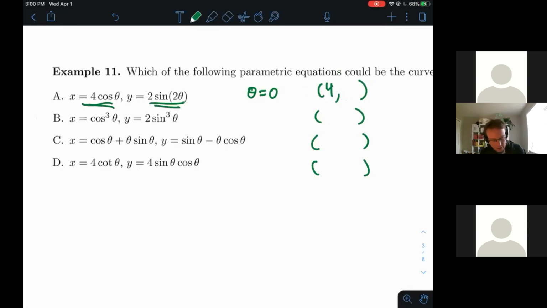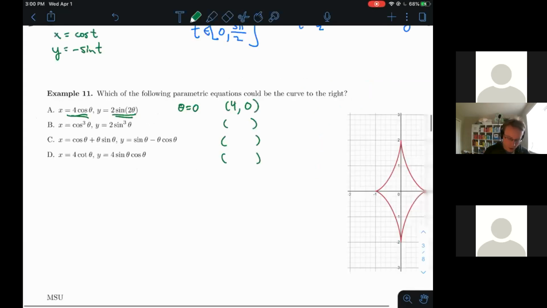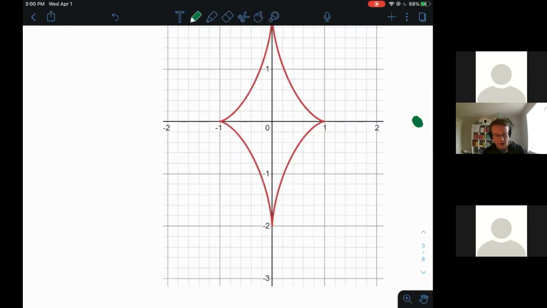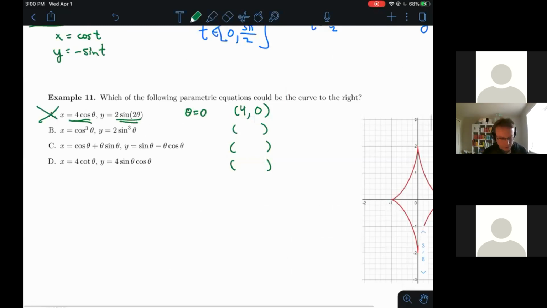If I plug in theta equals 0 to my first one, I would get 4, comma, and if I plug in 0 here, I get 0. So I get 4, 0. Let's plot 4, 0. 4, 0 would be way over here somewhere. There's no way that it could possibly be A, because the outputs aren't on this curve. So A is out.